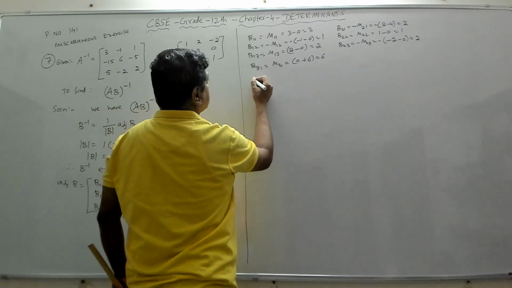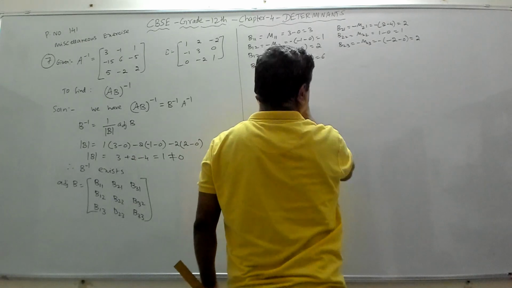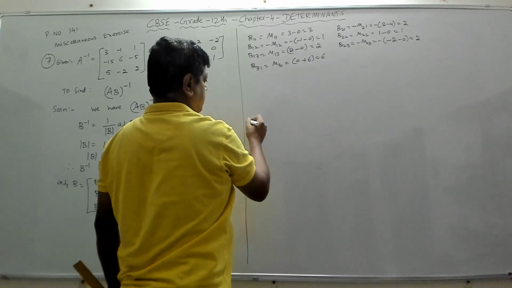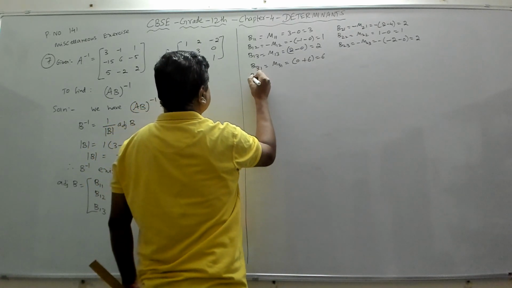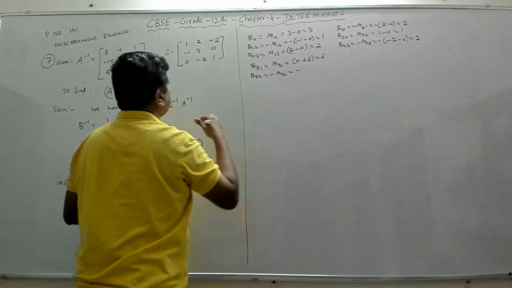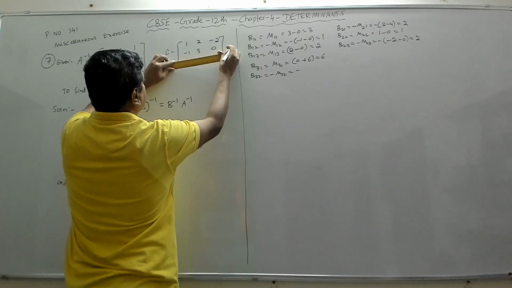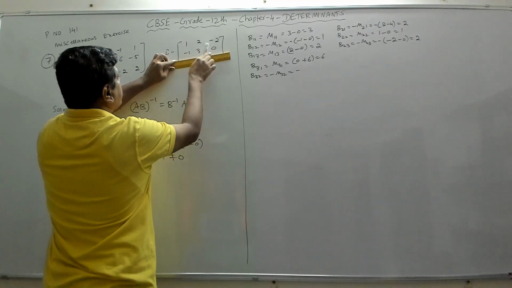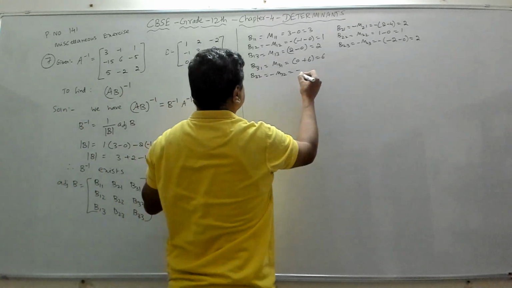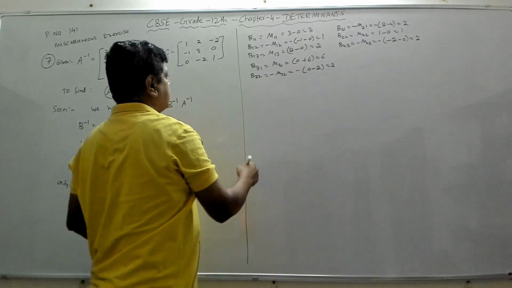I'll write here only. B32 is minus M32. That is equal to minus of M32. So M32 means we will close this element, this particular row, this particular column. 1 into 0, 0. 0 minus 2 is 2. There is a minus here.